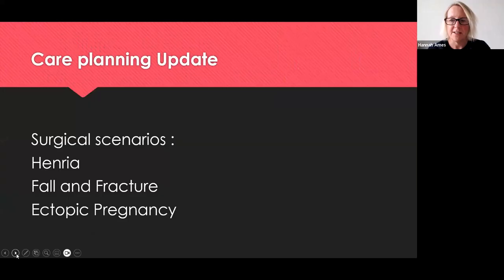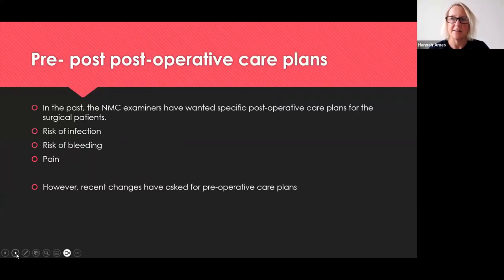So you've got 3 surgical scenarios in the adult OSCE: hernia, fractured neck of femur, and ectopic pregnancy. Traditionally in the past, they have been looking for specific post-operative care plans. I know a lot of nurses who have failed care planning in the past because they've done pre-operative checklists and pre-operative preparations, and the scenario briefing is very much looking for you to do post-operative care needs.